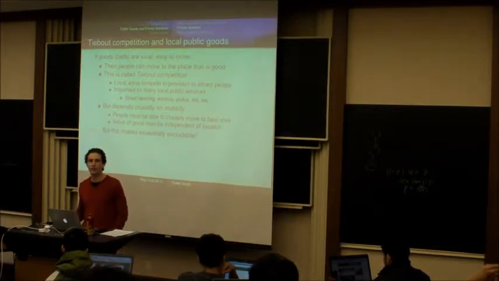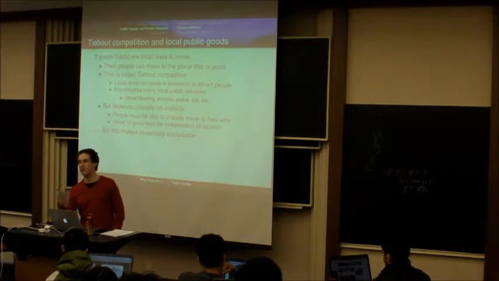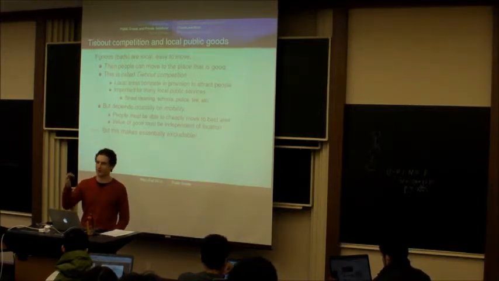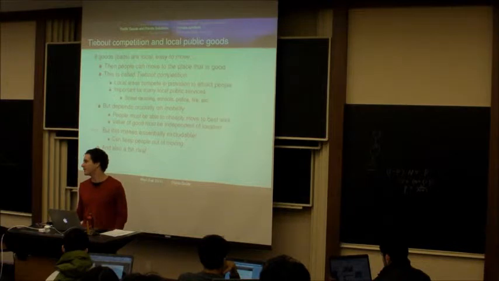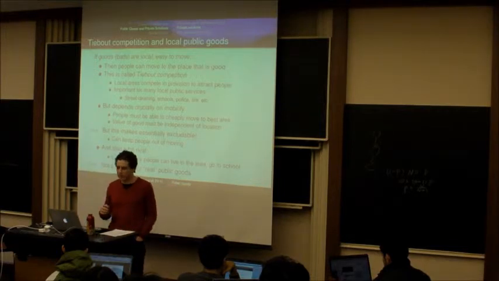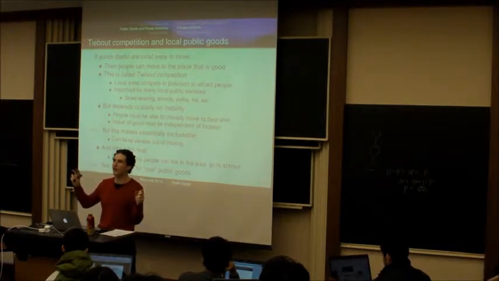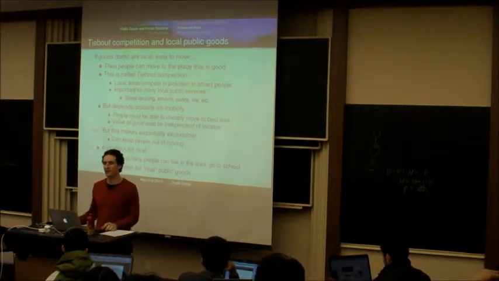But once you can move easily, that basically makes things excludable, right? Because you cannot allow someone to move to the area unless they're willing to pay for it. It also makes things rival, effectively, because there's only so many people that can live in any given place, right? So in some sense, these local public goods are not real public goods in the sense of the things we were describing before.